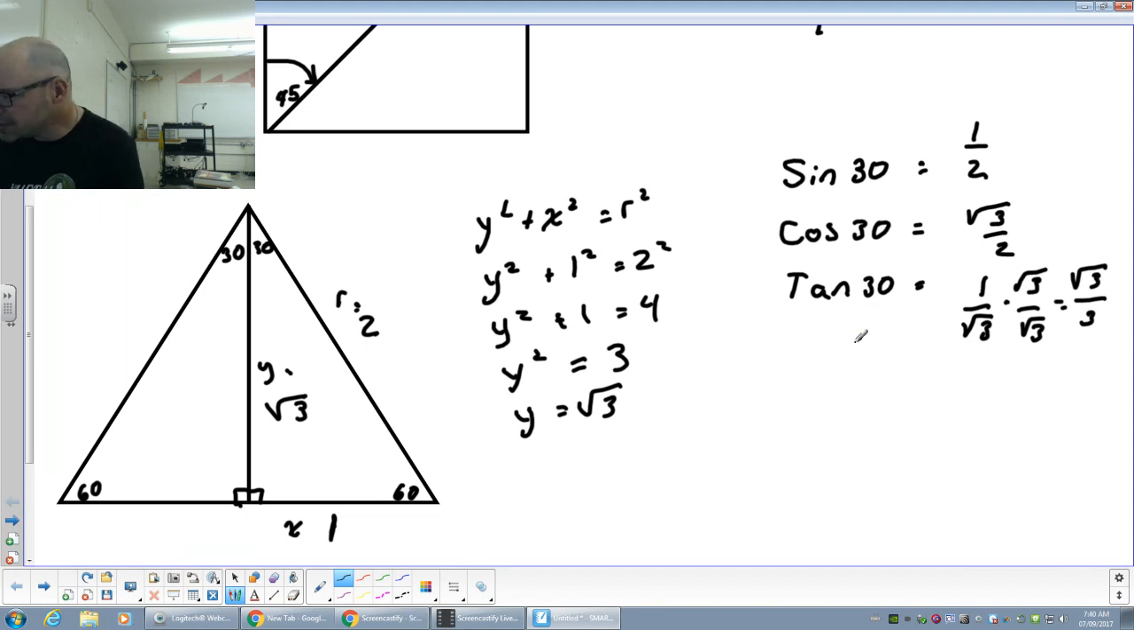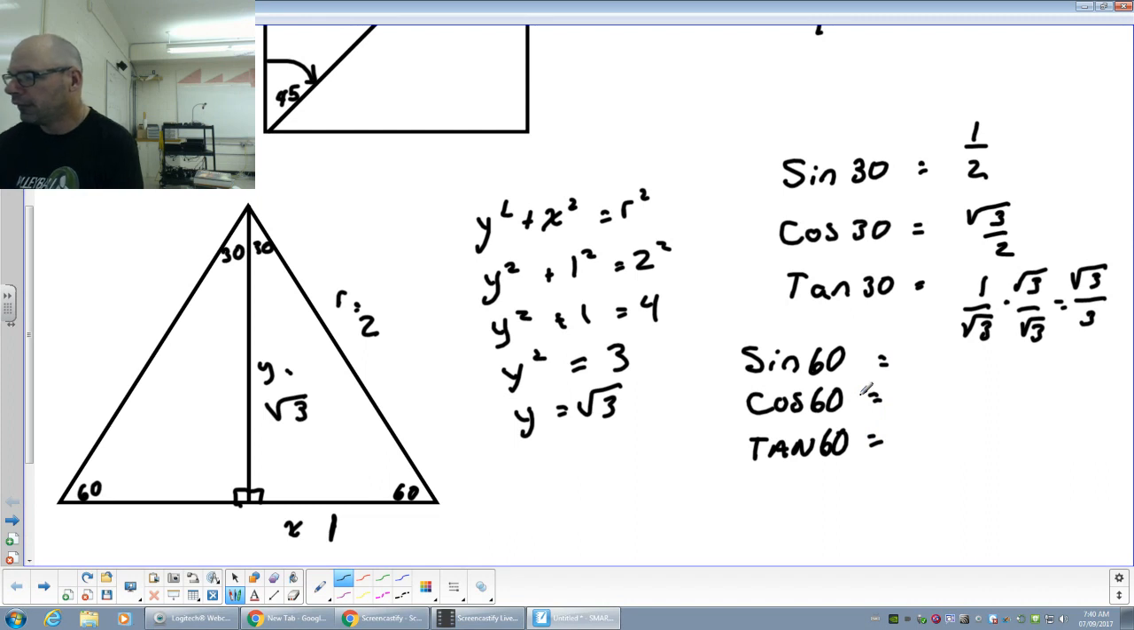And our final thing here is sine 60, cos 60, and tan 60. Okay, so if we look at those, we're going to look at this angle here. So sine is opposite over hypotenuse, root 3 over 2. So you notice that what the cos used to be there. Cosine here is adjacent over hypotenuse, 1/2.